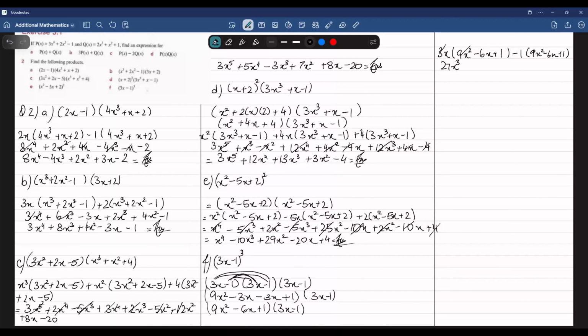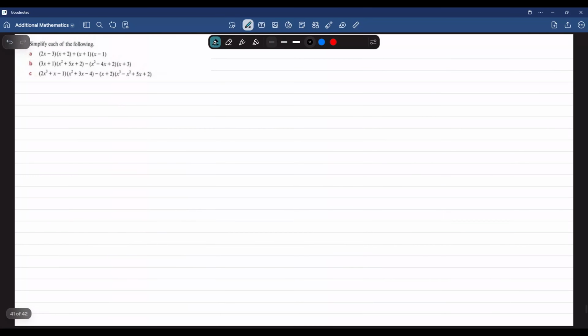This cancels out. Minus 6 times 3 is 18x squared, plus 3x, minus 9x squared, plus 6x, minus 1. Simplifying this, we get 27x cubed, minus 18 minus 9 is equal to minus 27x squared, plus 3x plus 6x is equal to positive 9x, minus 1. And that is your answer for question number 2, part F. And that concludes question number 2. Proceeding on to question number 3.